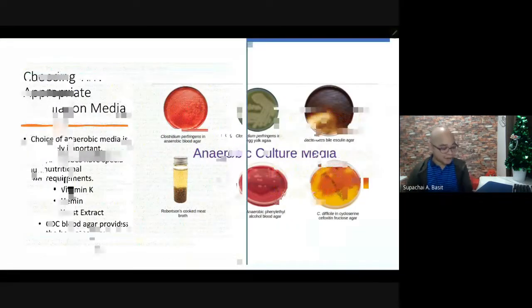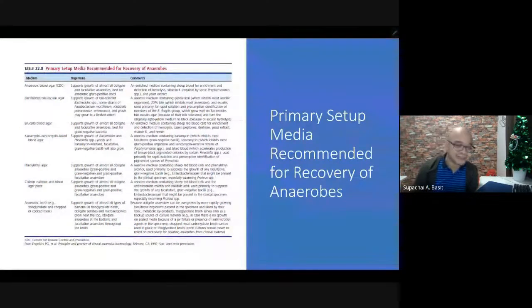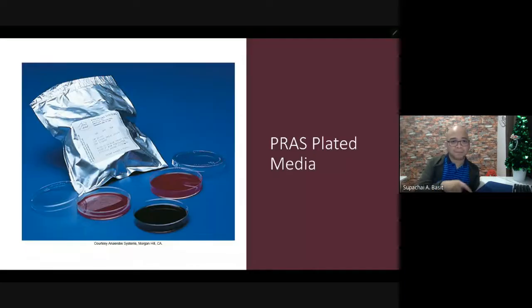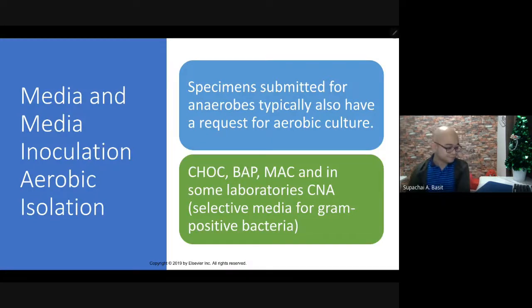Okay, so I hope you'll be able to study Table 22.8. It is somewhat incorrect, so that's the reason why I will not be discussing it, but it is actually found in the book. Okay, so this is another example of the PRAS-plated media. It is pre-reduced, and then we place it inside the chamber for less exposure to oxygen.